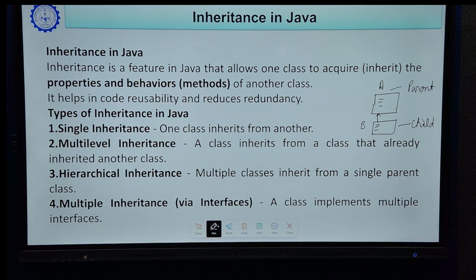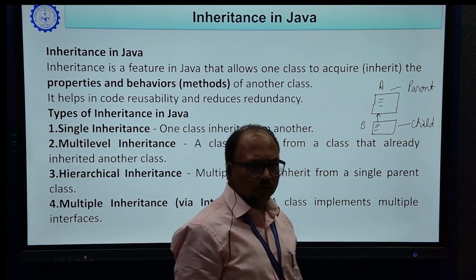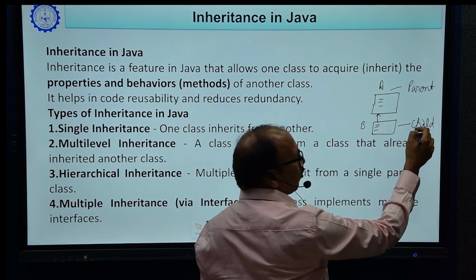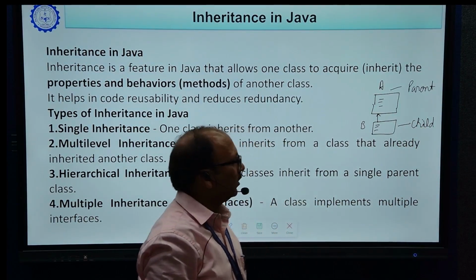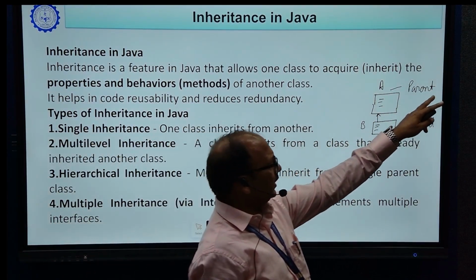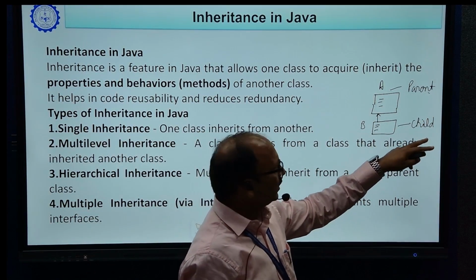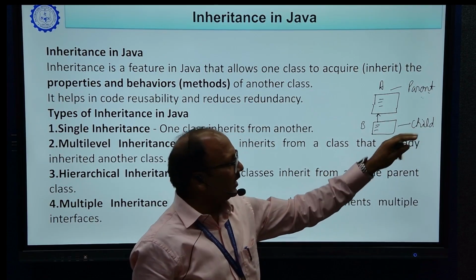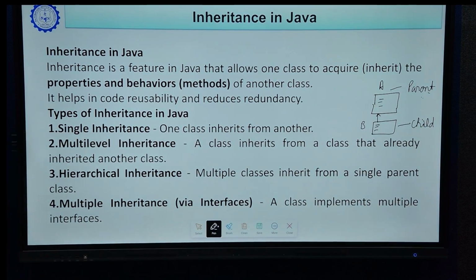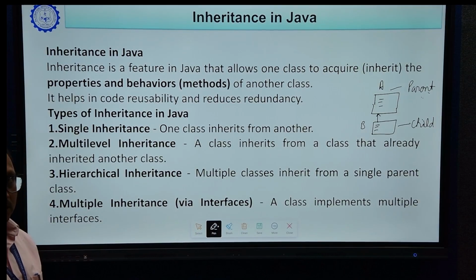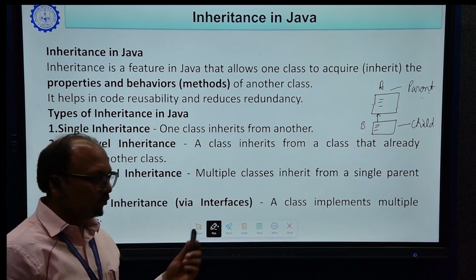In some books you will find that the parent is called a super class and the child is called a subclass. When we call it a base class, the child class is called a derived class, right? So inheritance is a feature in Java that allows one class to inherit the properties and behavior of another class. With the help of inheritance only we can do this.